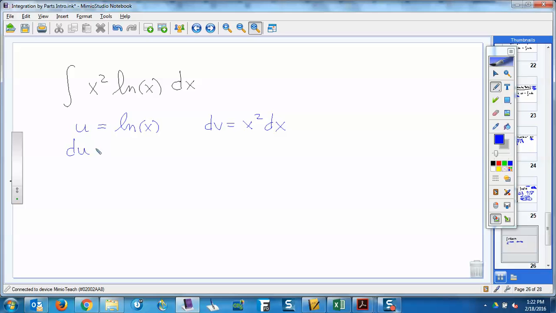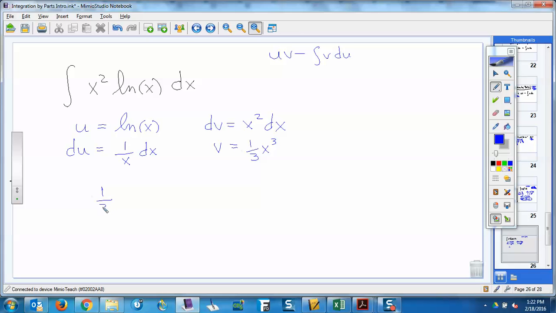So du is 1 over x dx, and the v is 1/3 x cubed. Very good. We've got to remember that we're doing an antiderivative on that one when we go from dv to v. So we put it together. The formula, remember, is uv minus the integral of v du.